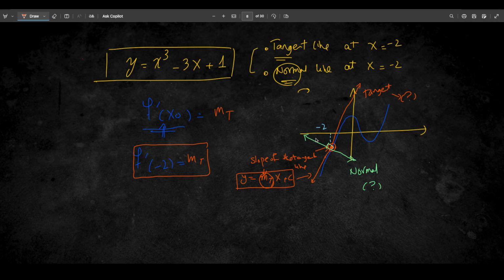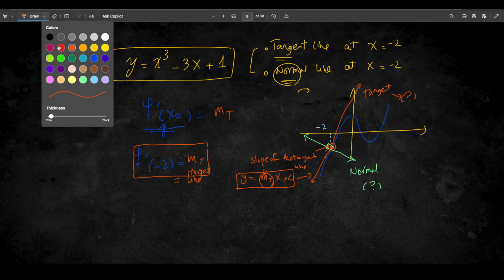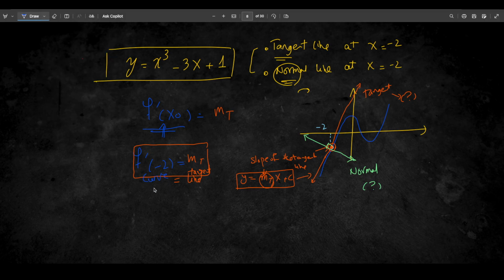This is the formula that makes a connection between the curve and the tangent line. So if I ask you what is the connection between the tangent line and the curve, you're going to use this formula. Okay, you're going to use this formula. There is a connection between the tangent line and the curve, and this formula helps us to make that connection.